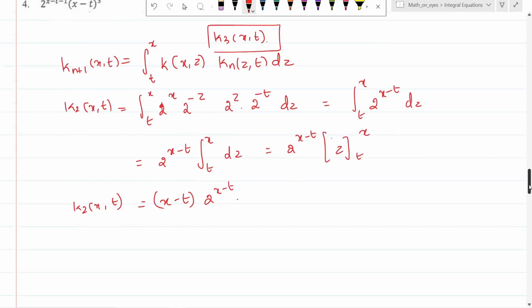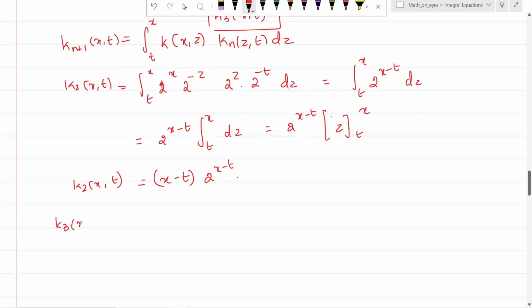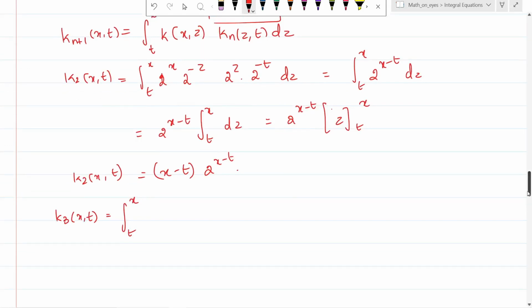Now we need to find the k3, right? So k3 of x comma t is equal to the integral from t to x of k of x comma z, so k of x comma z is 2 to the power x, 2 to the power minus z, and then we need to find k2 of z comma t. So this part is k2 of z comma t. So we have z minus t into 2 to the power z minus t into dz.